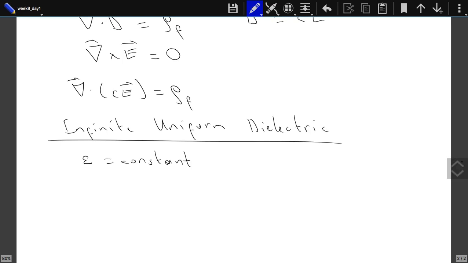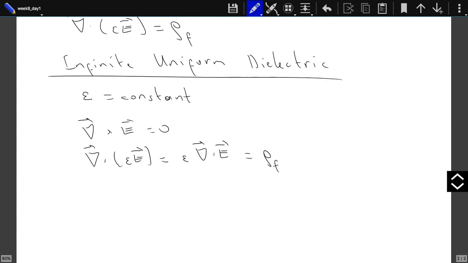Now, if we have an infinite uniform dielectric, in this case it is constant, so I can take it out of the divergence. So we know that the curl of the electric field is equal to 0. That is always true whether you have a medium or not. And then the divergence of epsilon times E, which is now epsilon times the divergence of the electric field, is equal to rho free. So the divergence of the electric field is rho free over epsilon.